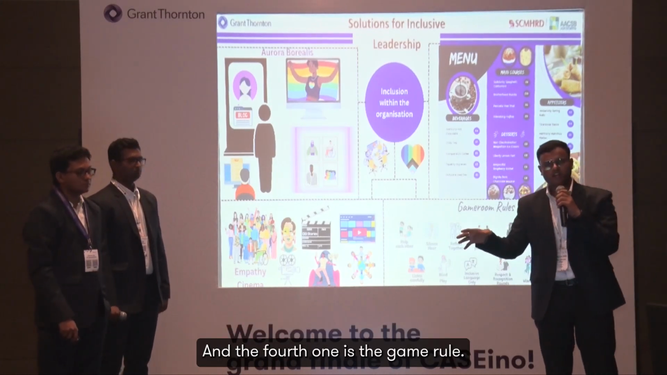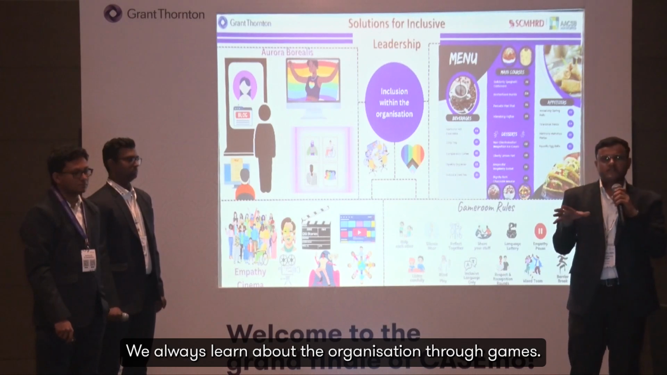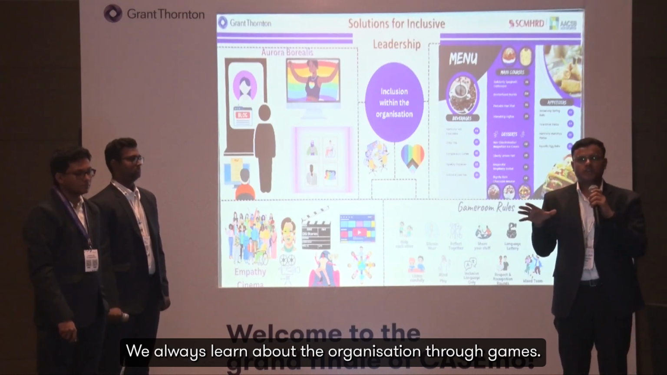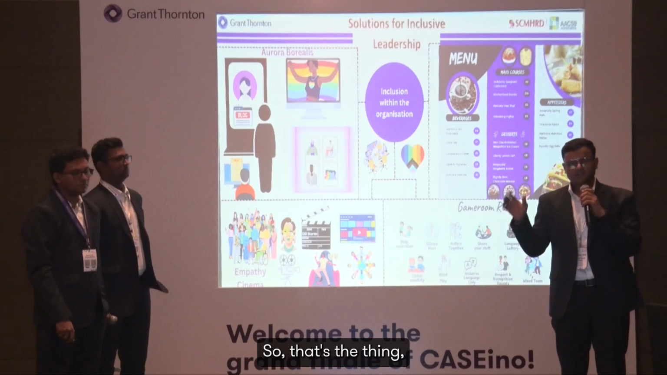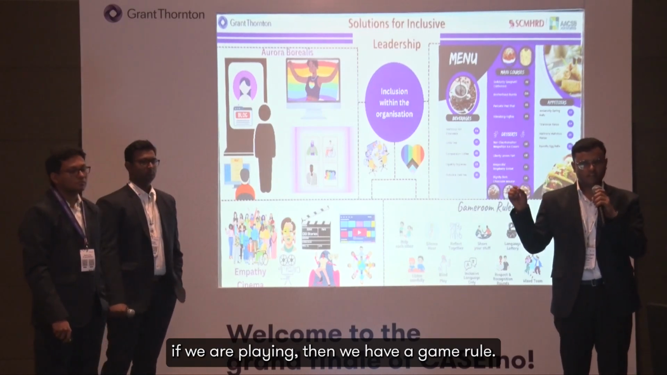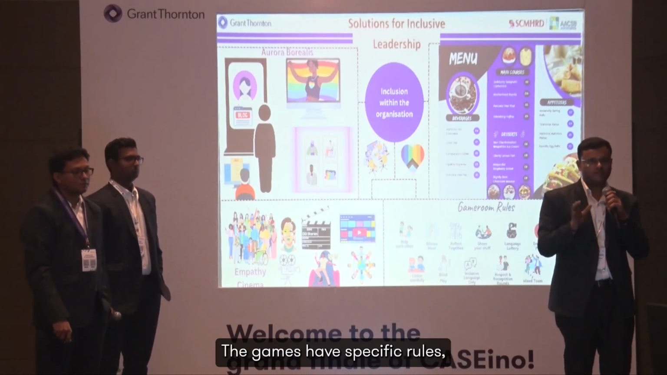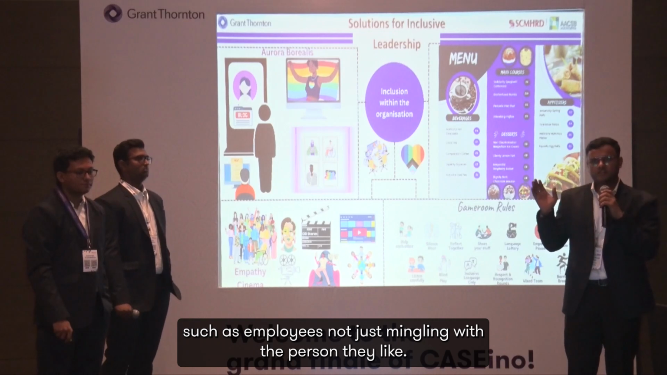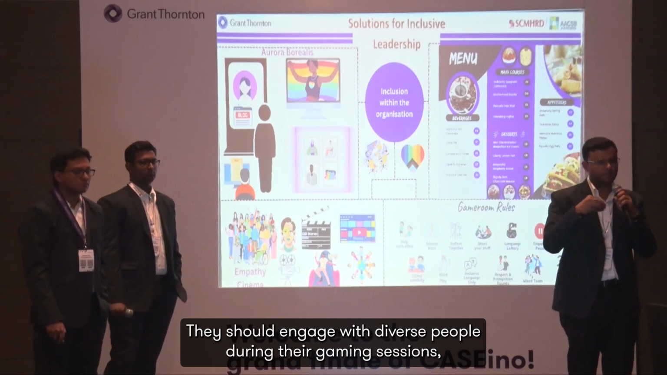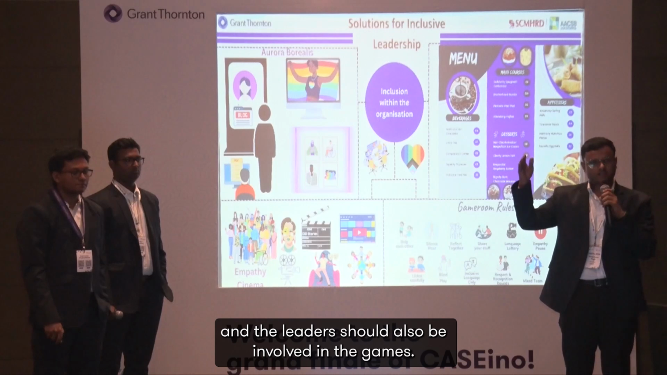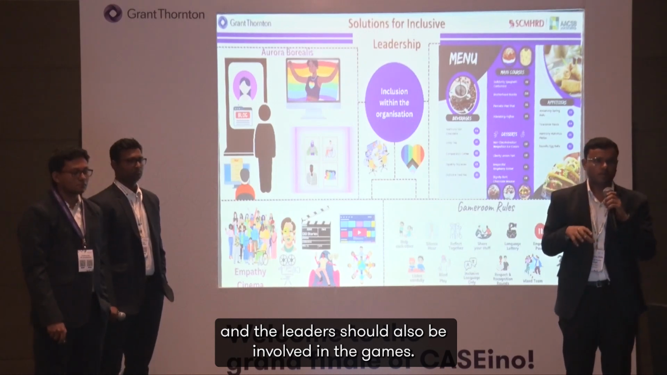And the fourth one is the game room. We always learn in the organization through games. We create a strong bond if we are playing. So if we are playing, then we have a game rule, but the games have certain rules, like they shouldn't be just mingling with the person whom they like. They should have diverse people in their games, and the leaders should also be involved in those games.